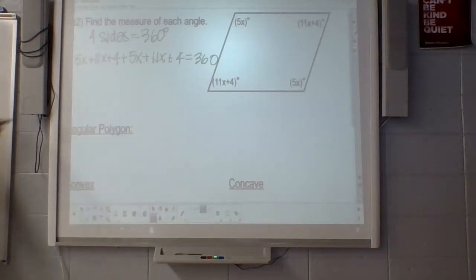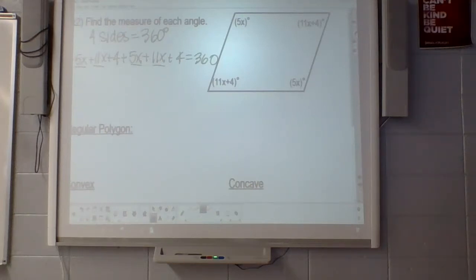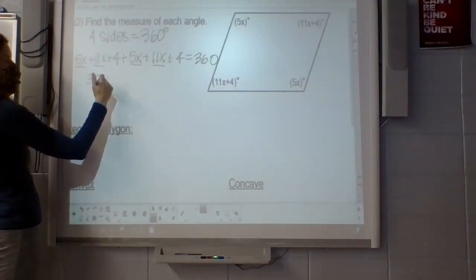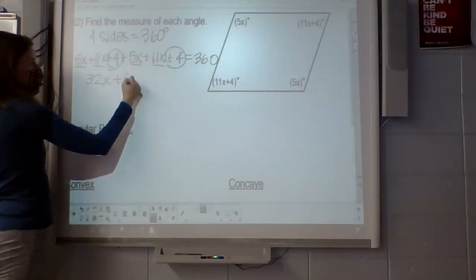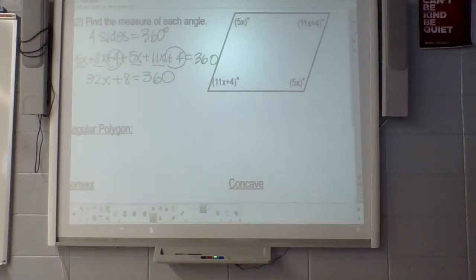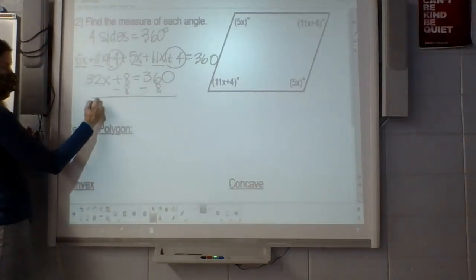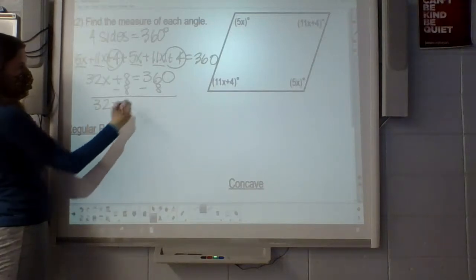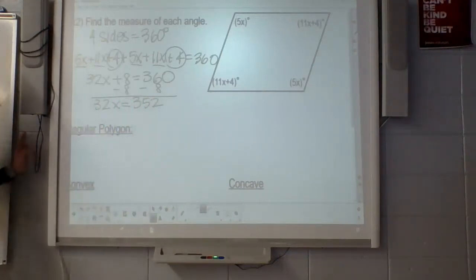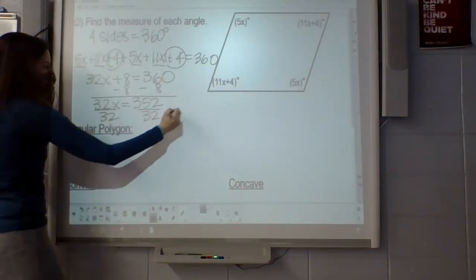So if I put these all together, I have 5, 5, 11, 11, so I get 32x. And then I have 4 and 4, so that's going to be 8. We want to get that x alone, so now we're just going to subtract 8, then we'll divide by 32, and find out x is 11.